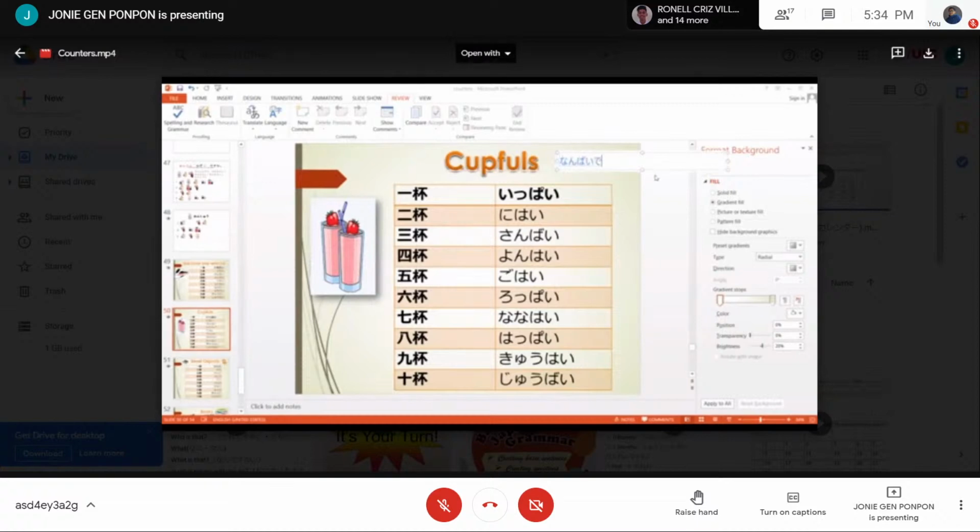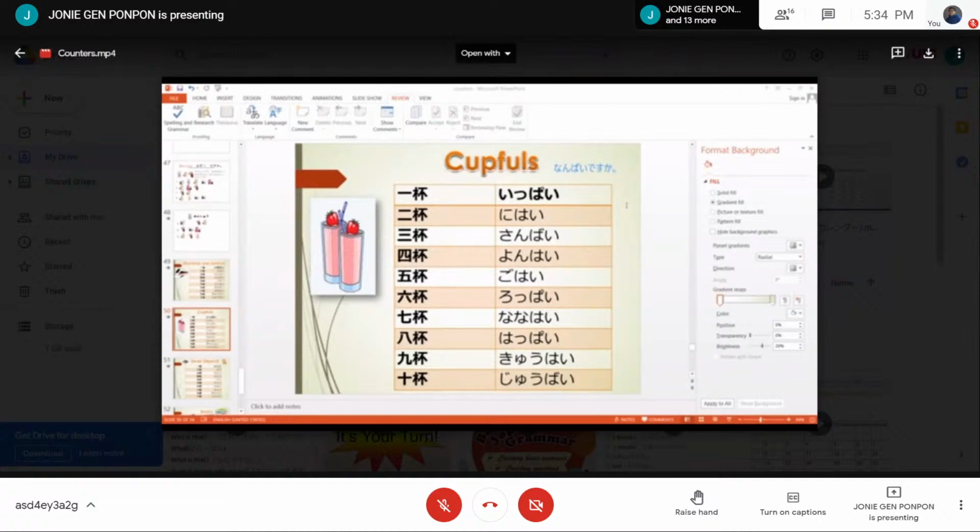Nangbay desu ka? Okay, so that's the question for asking how many glasses, how many cups you want to order. Nangbay desu ka? Then, if you want to say 1 glass of beer, 1 glass of juice, 1 glass of coffee, 1 cup of this, for a one cup full, that is ippai, not ichipai or ichihai.